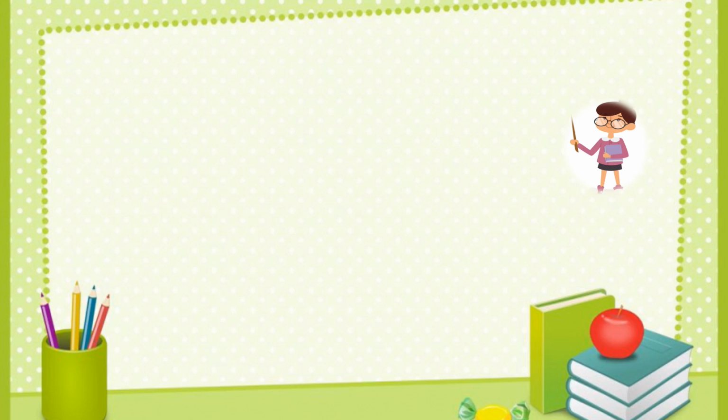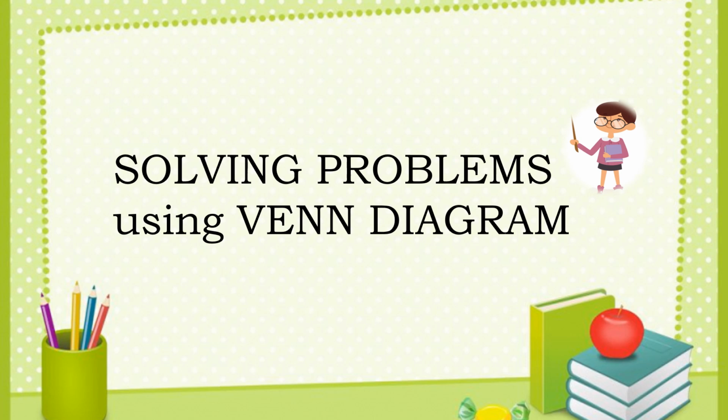Tomenio. Today, I will be discussing with you one of the most difficult topics, or one of the least mastered skills in mathematics for first quarter in Mathematics Grade 7. This is called solving problems using Venn diagram.